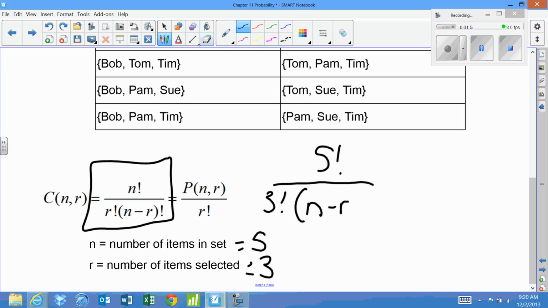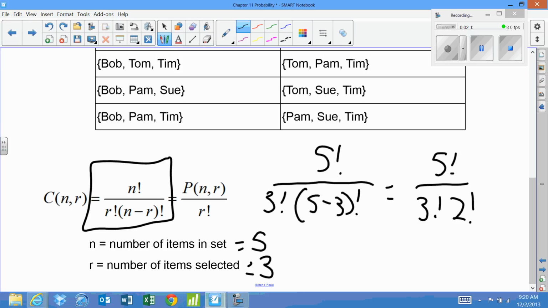So we're going to end up with 5 factorial divided by 3 factorial times n minus r. Oh, I should probably give the actual numbers in there, excuse me. Got ahead of myself there. 5 minus 3 factorial. So we end up with 5 factorial over 3 factorial, 2 factorial.